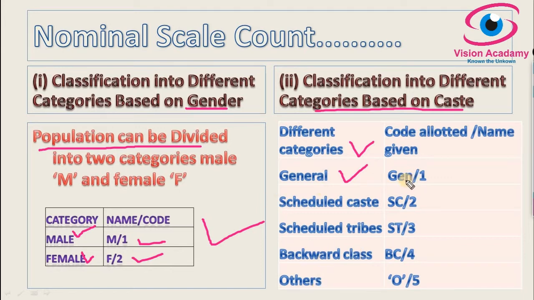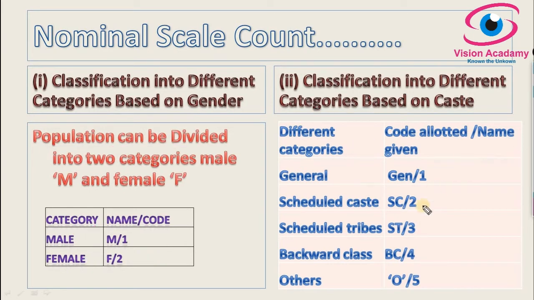For general, you can just give GN, for scheduled caste SC, ST, BC, and OT for others. Also you can give general as 1, scheduled caste as 2, scheduled tribes as 3, backward classes as 4 and others as 5. What we have done is, we have assigned a name and a symbol to the categories of caste. Let us have some more examples of this concept.